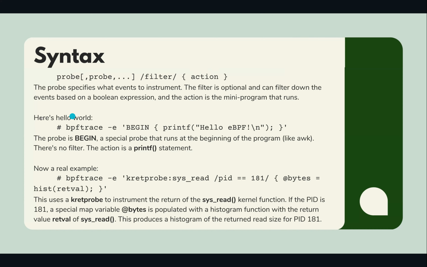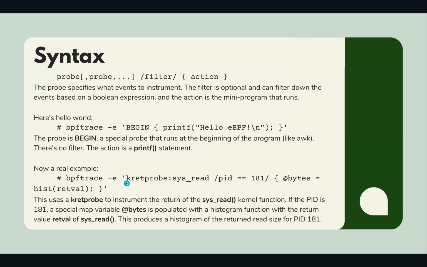Let's say the basic hello world program. So let's see, bpftrace -e, we will use BEGIN. BEGIN is the probe here, and the action would be printf hello eBPF. Well, BEGIN is nothing but a probe that is triggered when bpftrace has just been started, so it will be something like the beginning of the program. So at the beginning of the bpftrace program, we just print hello eBPF.